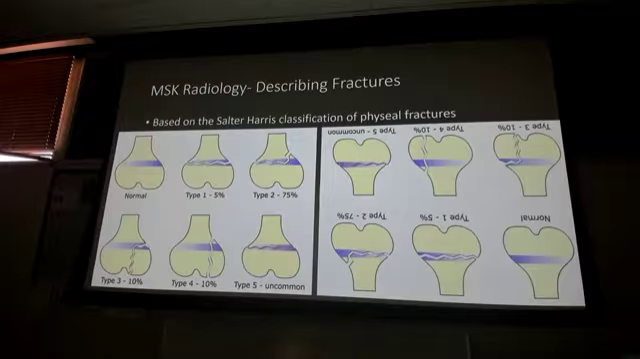A for type 2, I would do away from the joint, right, through the physes and up, away through the metaphysis. Salter-Harris, and that's the most common. Most common is type 2.